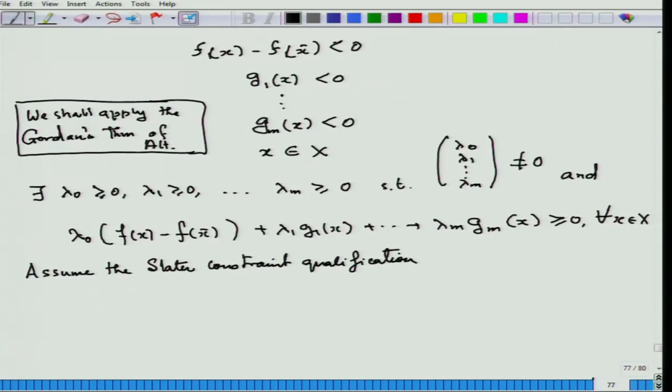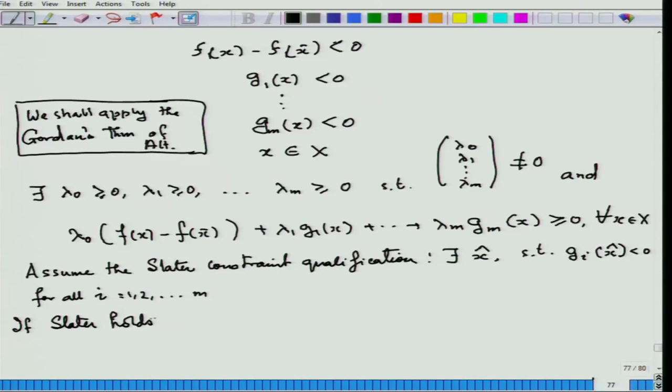Now, once I know this fact, what happens? That is, there exists an x hat such that g i of x hat is strictly less than 0 for all i. If this is the scenario, then what would happen? Let us see. Do we have some additional information? If the Slater condition is true, if Slater holds, then lambda naught is not equal to 0. Why? The question is why lambda naught is not equal to 0.